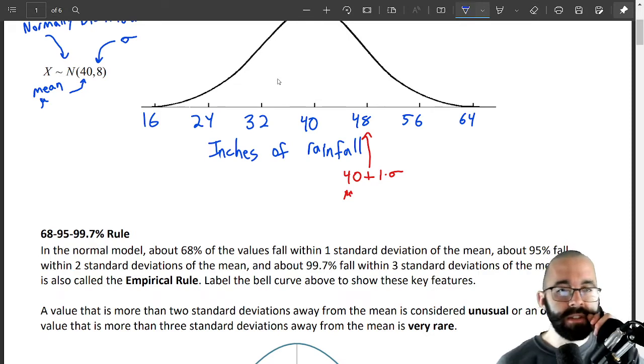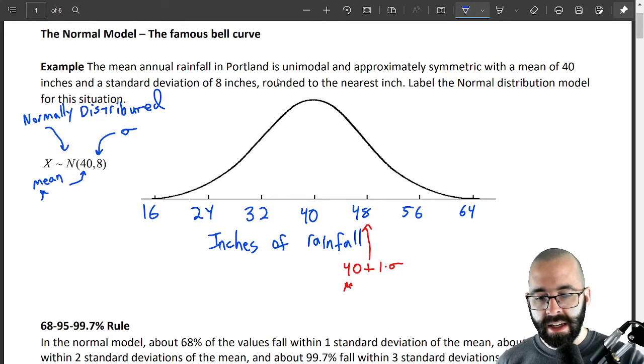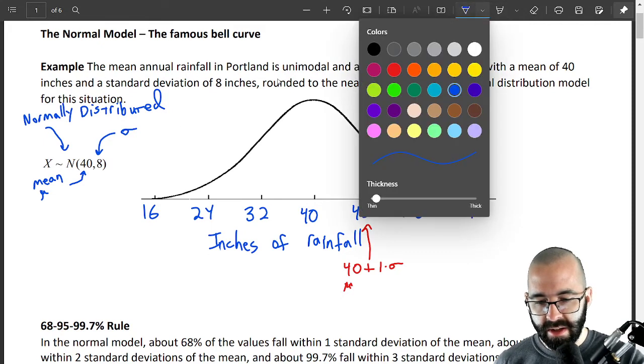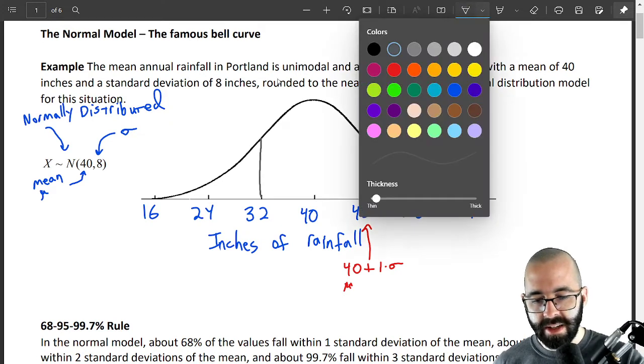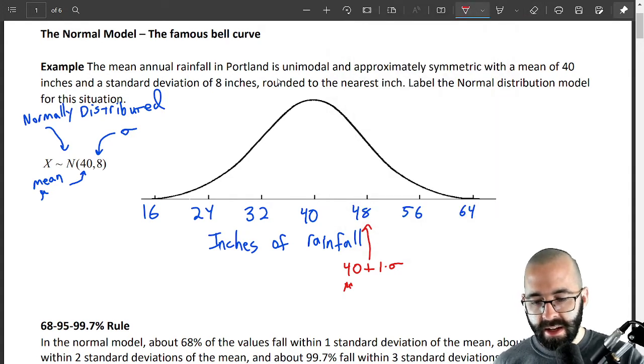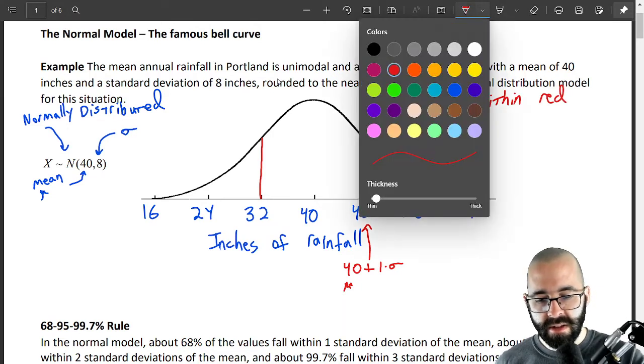Okay. So it wants us to label the bell curve above to show these key features. How should we do this? We should color code it. Let's say this is 68% of the data, so within these gray bars. No, gray is not good. Let's label it a better color. Let's say 68% of the data is within the red bars. 68% approximately is within the red bars.